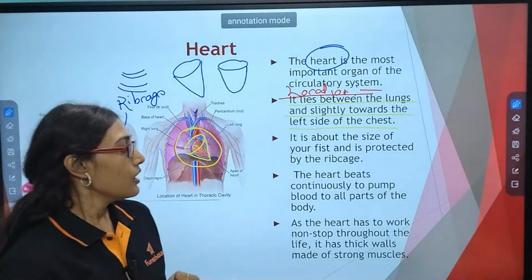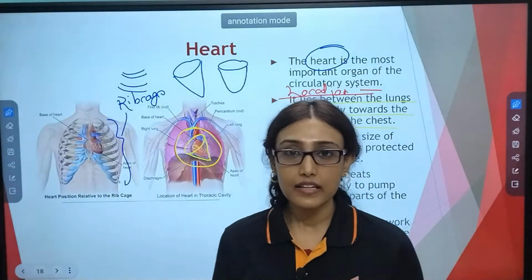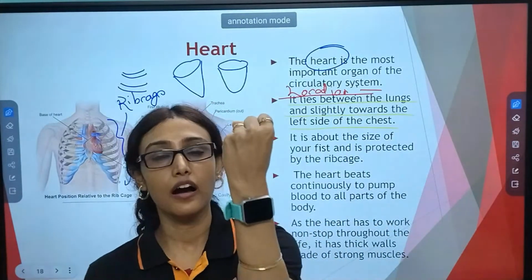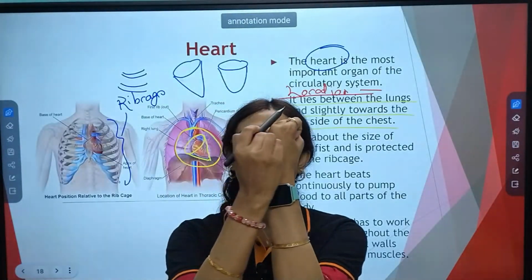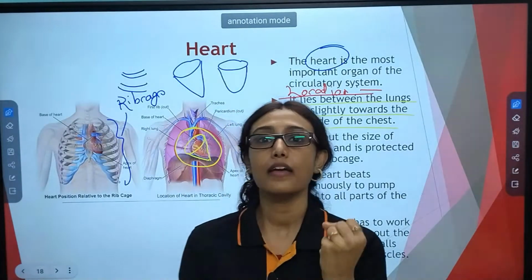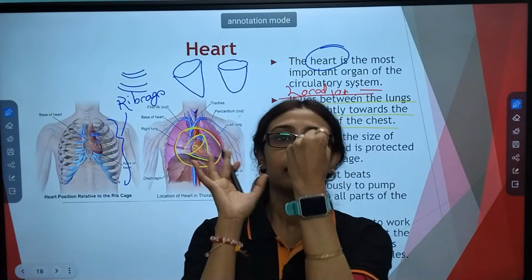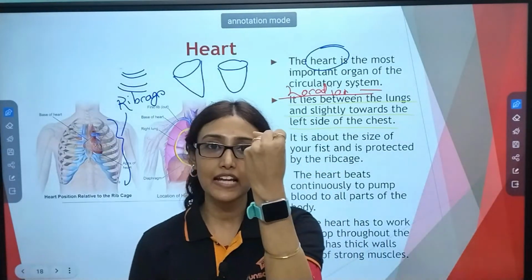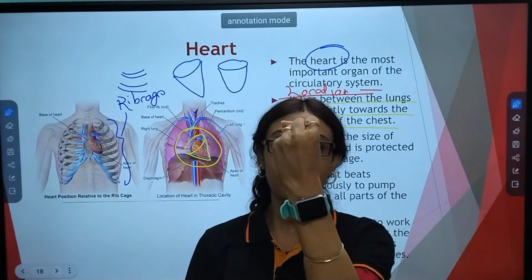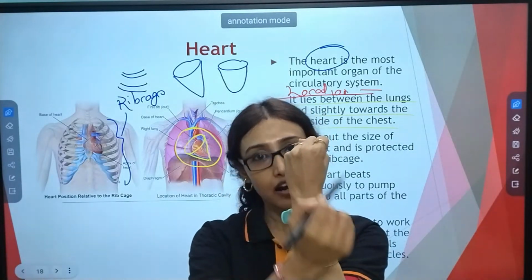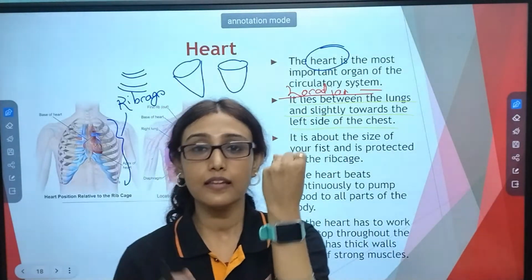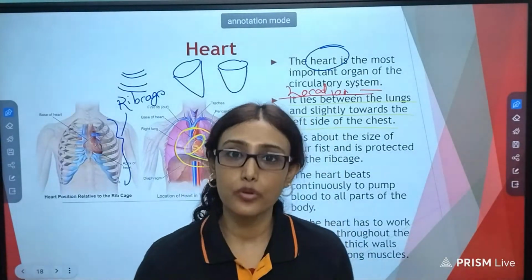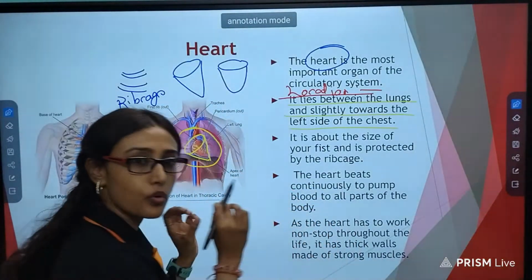Okay. And do you know another important and interesting thing about the heart is that your heart is the size of your fist. Okay. If you have a larger fist, that means your heart is of that size. If you take a child and hold the fist in this way, his or her fist will be smaller than mine. So that will be the fist of the child. So when you grow, your heart also grows in size.